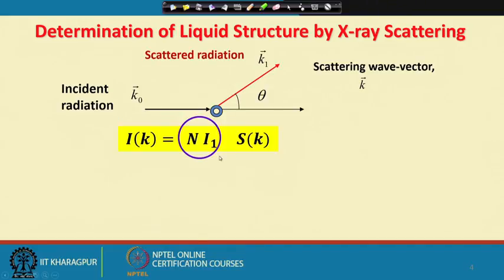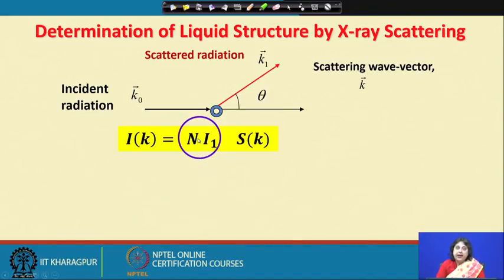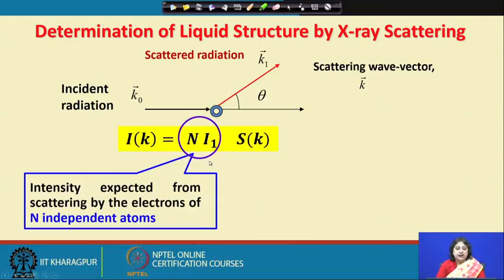Now, let us look at N i1. If I have N atoms in my scattering sample, then N i1 is the intensity expected from scattering by the electrons of capital N independent atoms. In this case, i1 is the intensity of scattering obtained from one atom, and if I have a total of N such independent atoms, then the total contribution coming from these N independent atoms is N i1.